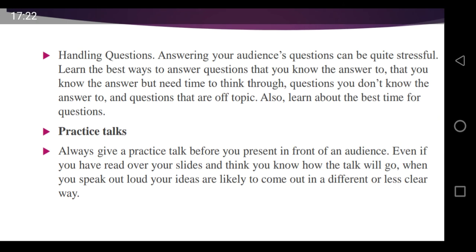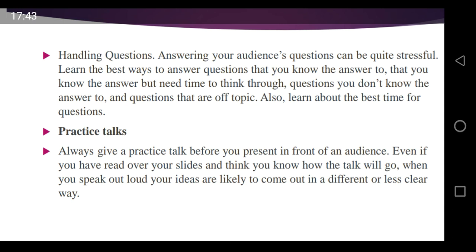Otherwise, some people directly prepare the slides and come and stand in front of people without reading them. They have that overconfidence. Sometimes the slide may have some unrelated or irrelevant data, and if irrelevant data is there, you fail to explain it. All these things become known in the practice talk only.